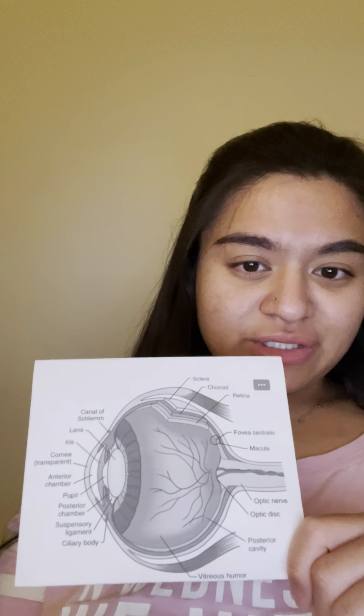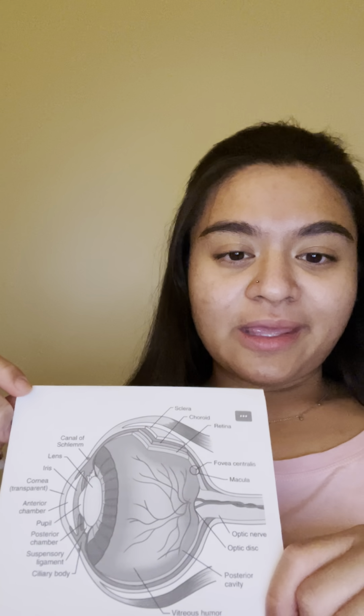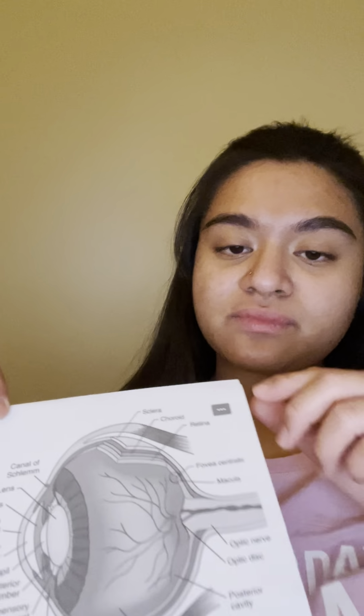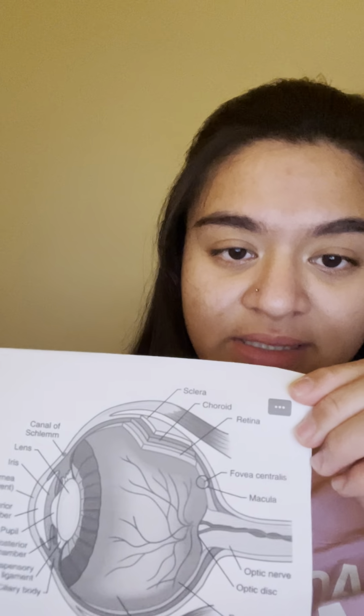So this is the structure of the eye. I got this photo from our textbook, and I'm just going to point out some structures that are very important. Let's first start with the layers of the eye. So as you can see, there's three types of layers.